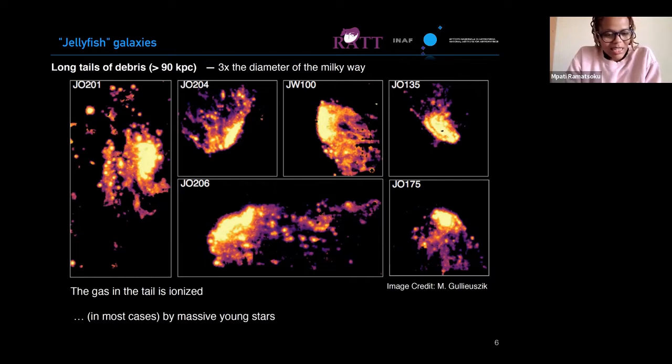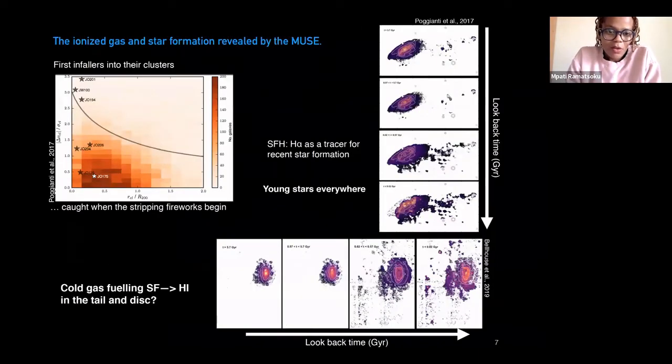In any case, the gas in these tails is ionized, and in most cases, this is due to young massive stars forming within these tails. So if there are young massive stars forming within the tails, we wanted to find out whether there could be cold gas fueling star formation in these tails. So it's just a little bit unexpected.